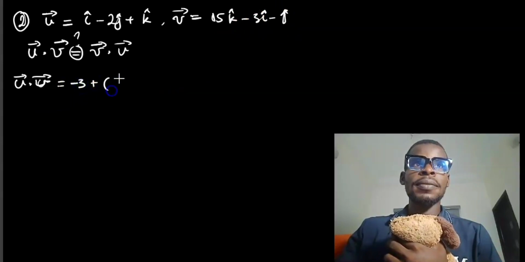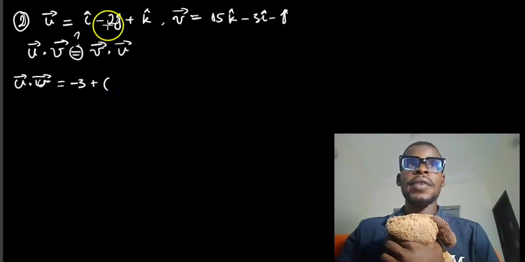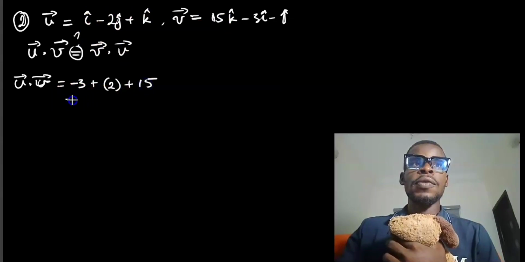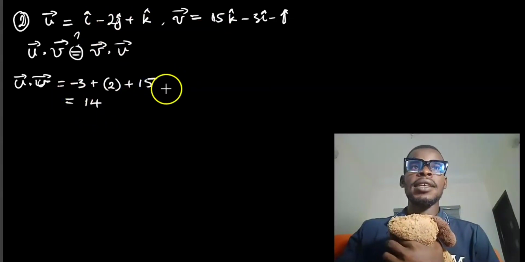We add it with, you may have to rearrange, this is -2j, then this is -1j. We multiply those two, we get +2, and then we add it with this +1k times 15. That's just 15k. So if you add this up, that should give us +14. I hope that is clear enough.